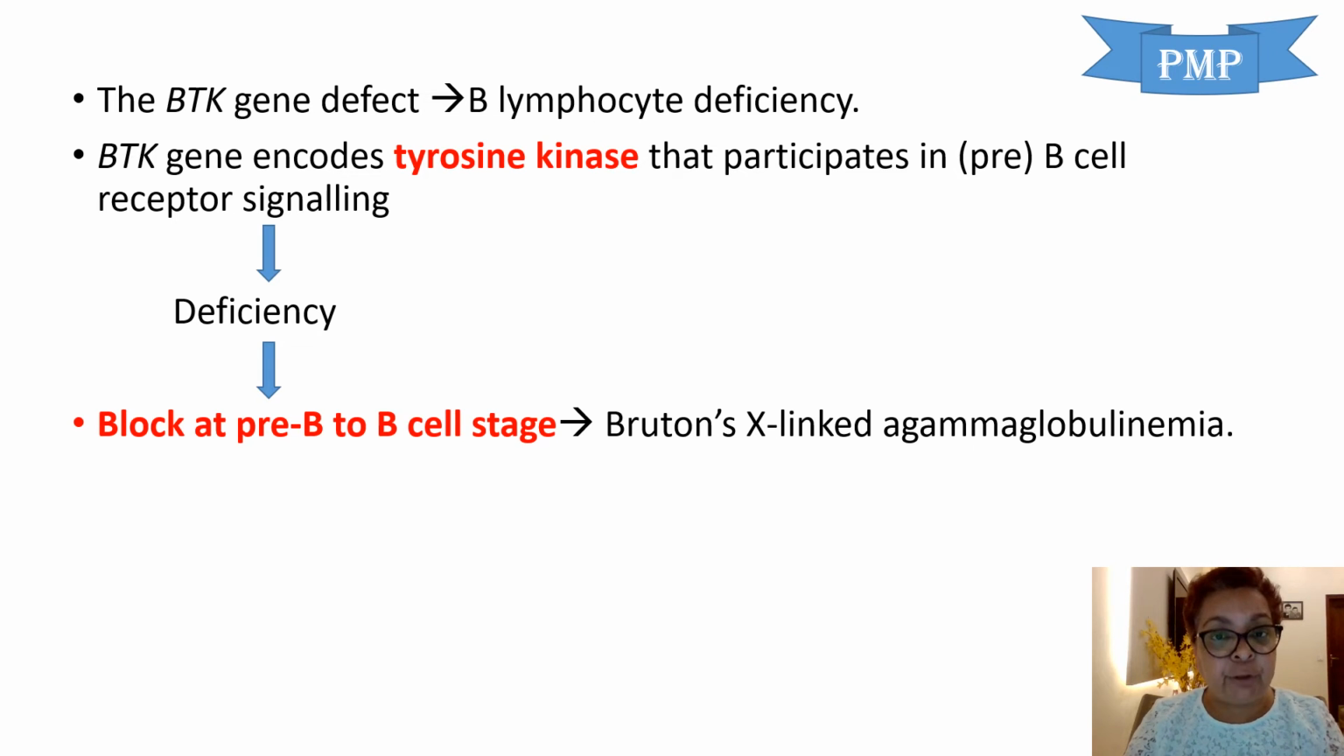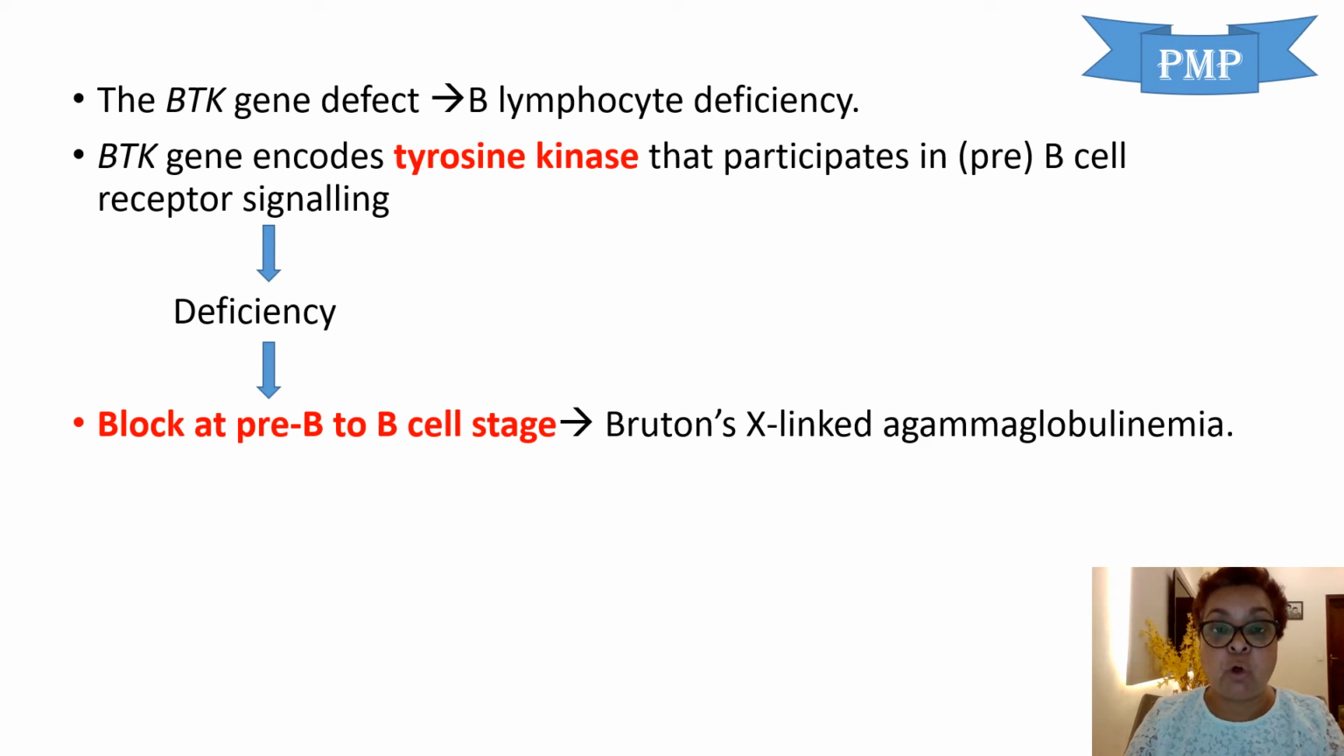And if there is a deficiency of tyrosine kinase, this leads to a block at the level of the conversion of the pre-B cell into the immature B cell stage, right? And this leads to what is called Bruton's agammaglobulinemia or X-linked agammaglobulinemia.